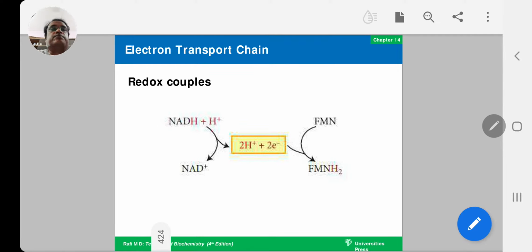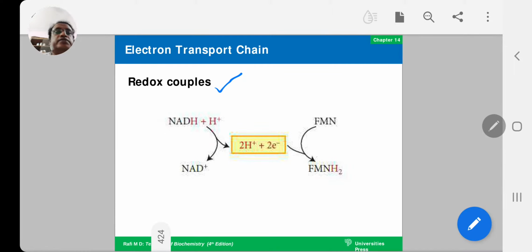Now redox couples. Oxidation is defined as loss of electrons and reduction as the gain of electrons. The electron lost in oxidation is taken up by an acceptor, which is said to be reduced. Oxidation reduction is a closely coupled process.